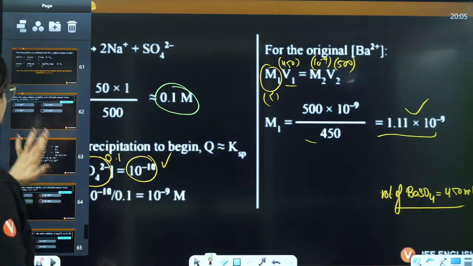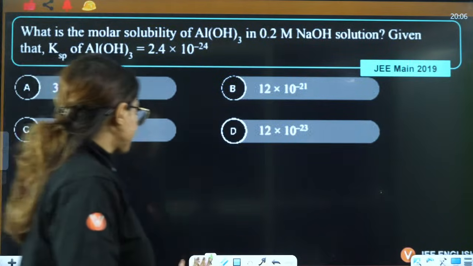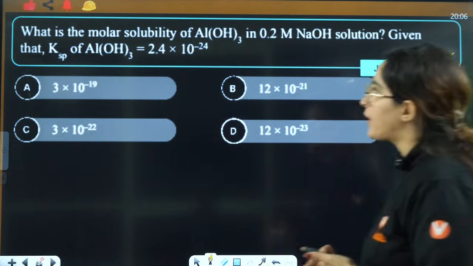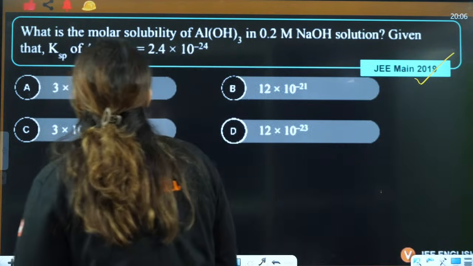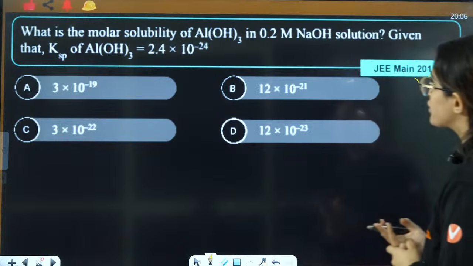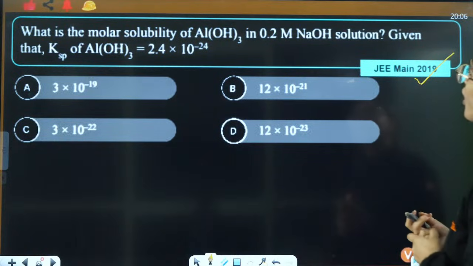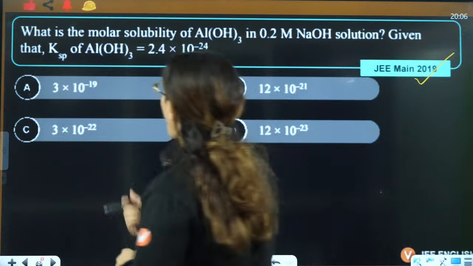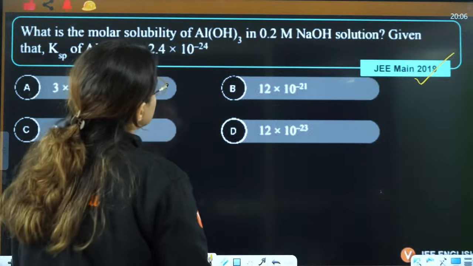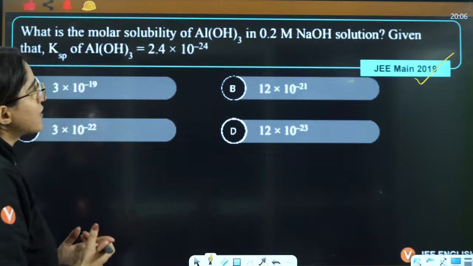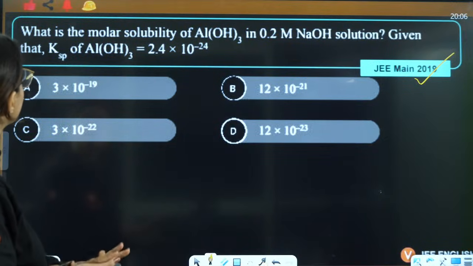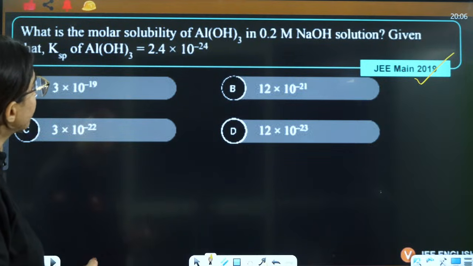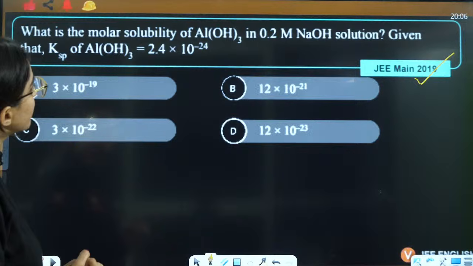Now let's see some more questions based on solubility. That is a JEE 2019 question: what is the molar solubility of Al(OH)3 in 0.2 molar NaOH solution, given that Ksp of Al(OH)3 is this. Now the common ion is definitely there. They are asking you the solubility of this. Ksp is given to you.